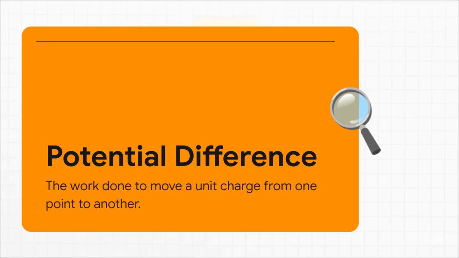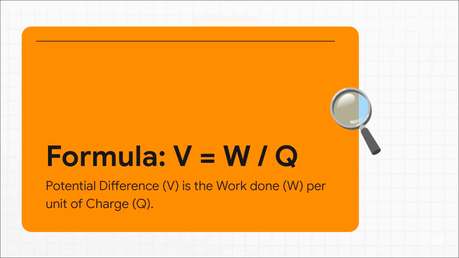So when you get right down to it, potential difference is all about energy. The official definition is that it's the work done, or the energy you have to spend, to move a charge from one point to another. It's basically a measure of how much energy each little packet of charge gets. And again, the formula is beautifully simple. V equals W over Q.